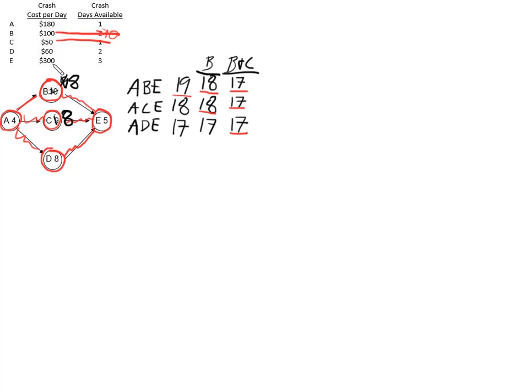A is 180, E is 300, so A is the cheaper one there, so we will crash A, and now anything with an A will be one day faster. And these all have an A, so they will all be one day faster now. And A is down to 3 days, and we could only crash it once, so that's all she wrote there. So the only option left now is to crash E. So we can crash E because it is on all 3 paths. And they all have an E, so they will all be reduced by 1 day.